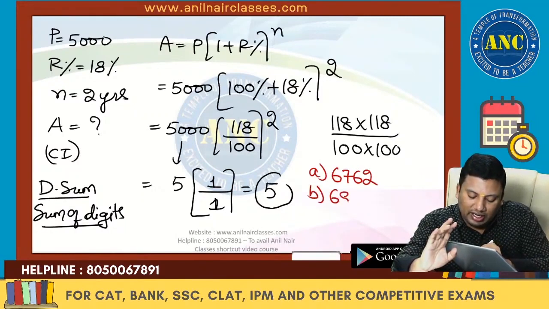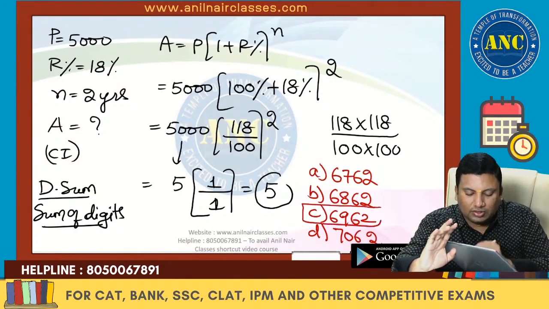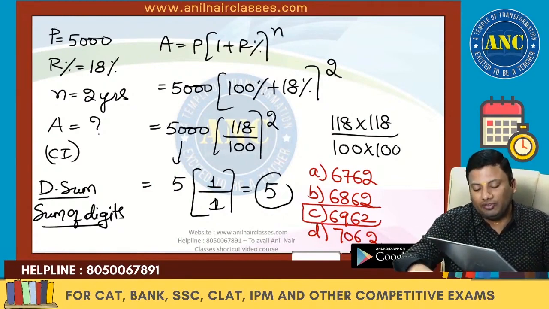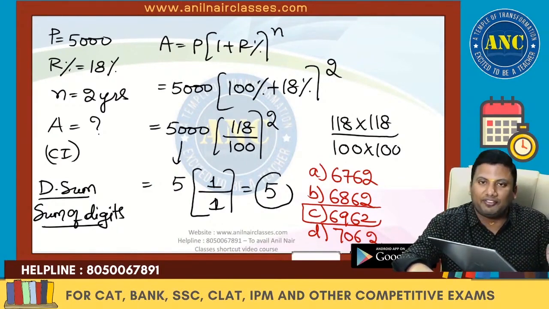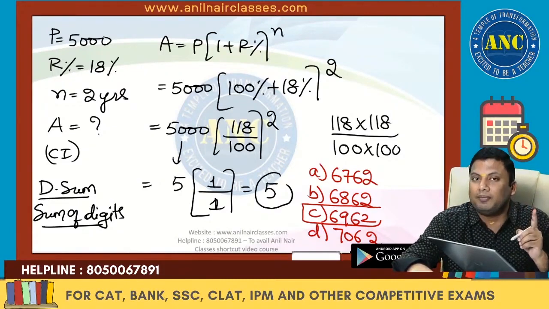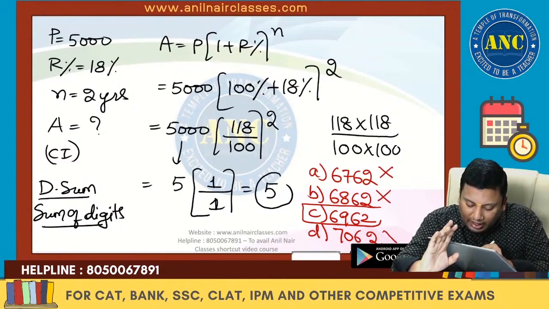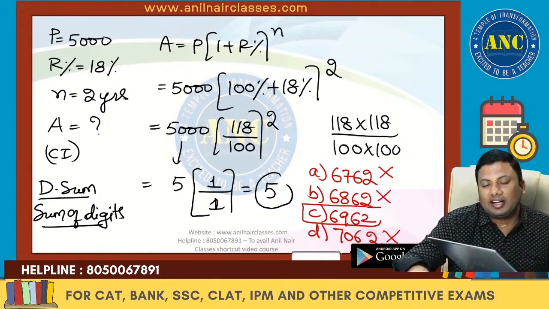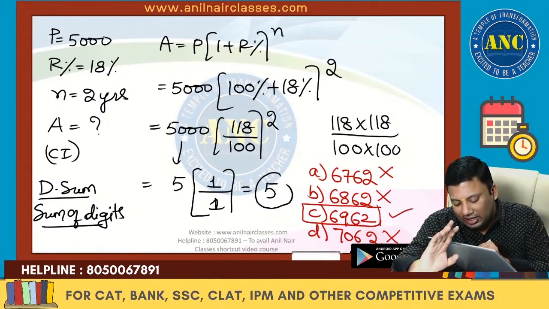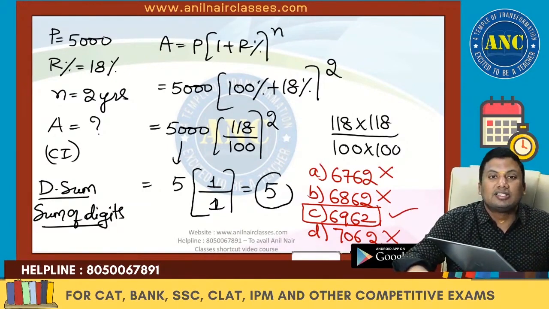6762, 6862, 6962 and 7062. If I see 6962, 6 plus 9 is 15, plus 6, 21, 21 plus 2, 23. What is 2 plus 3? 5. So if more than one answer option has got the same digital sum, I told you digital sum is an elimination method. It is telling that these 3 are incorrect. If these 3 are incorrect, this will definitely be right. Answer for this question is 6962.